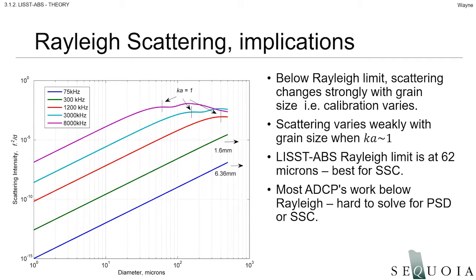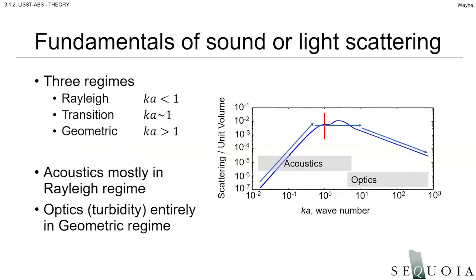In this case, we selected a frequency where changes in size versus concentration cause as little change to the signal as possible. Coming back to the idea of the regimes in this scattering curve, we can identify 3 different regimes. So we talked briefly about the Rayleigh regime, where Ka is less than 1. Scattering here changes strongly with grain size. Increasing grain size leads to increased scattering. This is where most ADCPs are working.